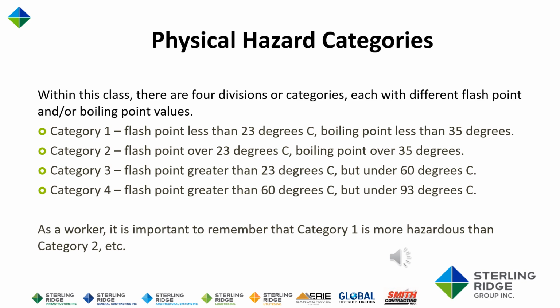Category 1. Flash point less than 23 degrees Celsius. Boiling point less than 35 degrees. Category 2. Flash point over 23 degrees Celsius. Boiling point over 35 degrees. Category 3. Flash point greater than 23 degrees Celsius, but under 60 degrees Celsius. Category 4. Flash point greater than 60 degrees Celsius, but under 93 degrees Celsius. As a worker, it is important to remember that Category 1 is more hazardous than Category 2, etc.